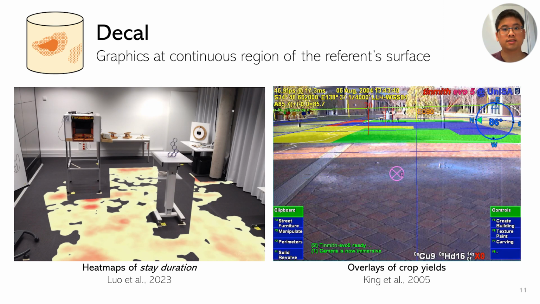In contrast to glyphs, decals position information along a continuous region of the reference surface. The most recognizable form of this is in the form of heat map, such as to show regions where people stood the most, or crop yields of vineyards.